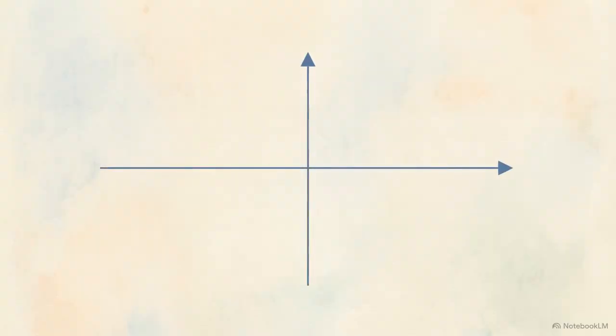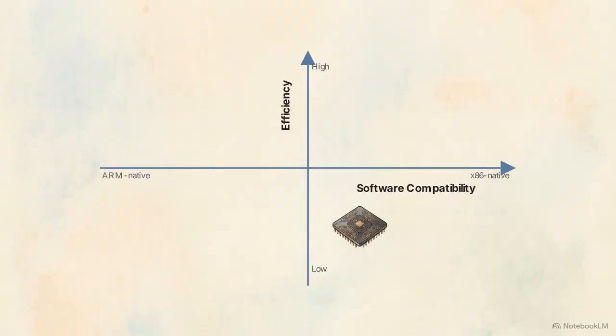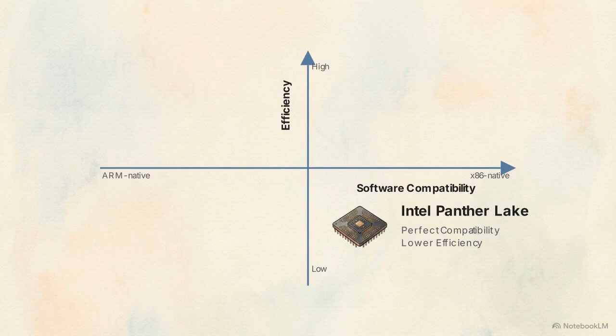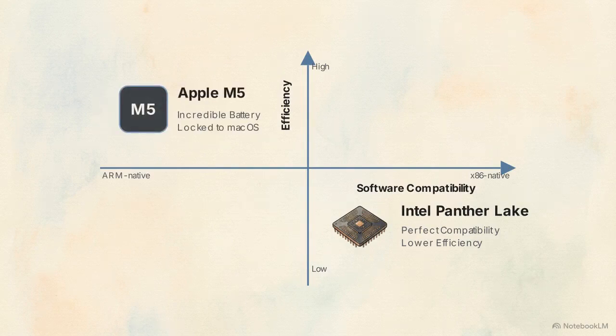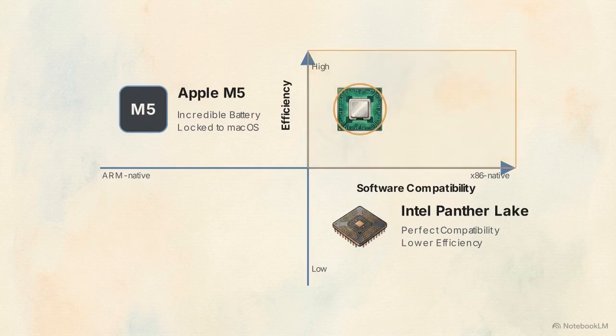This chart maps the market split. Bottom right, Intel Panther Lake, perfect compatibility, lower efficiency. Top left, Apple M5, incredible battery, but locked to macOS. The Snapdragon X2 bypasses this compromise, landing directly in the coveted top right quadrant, providing M-series power while running Windows.